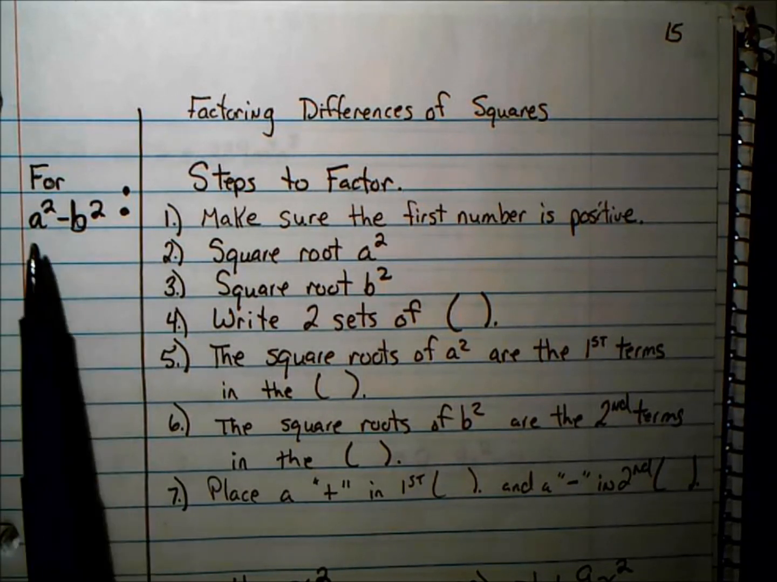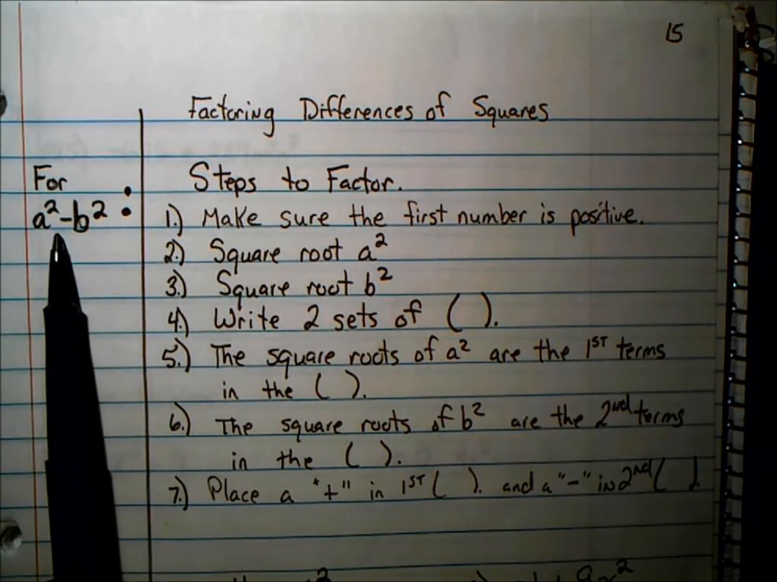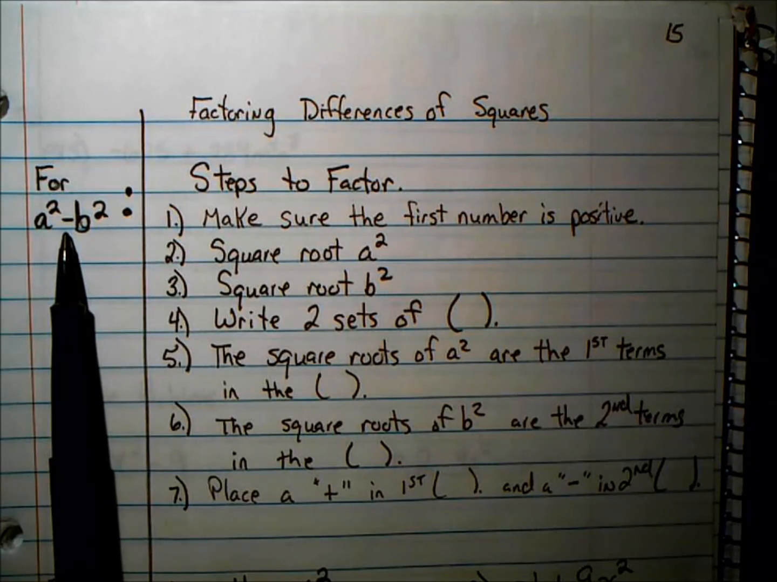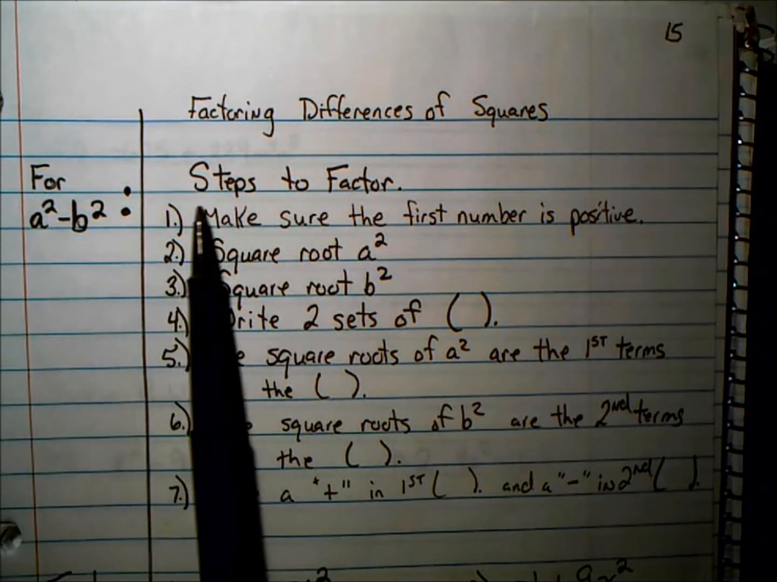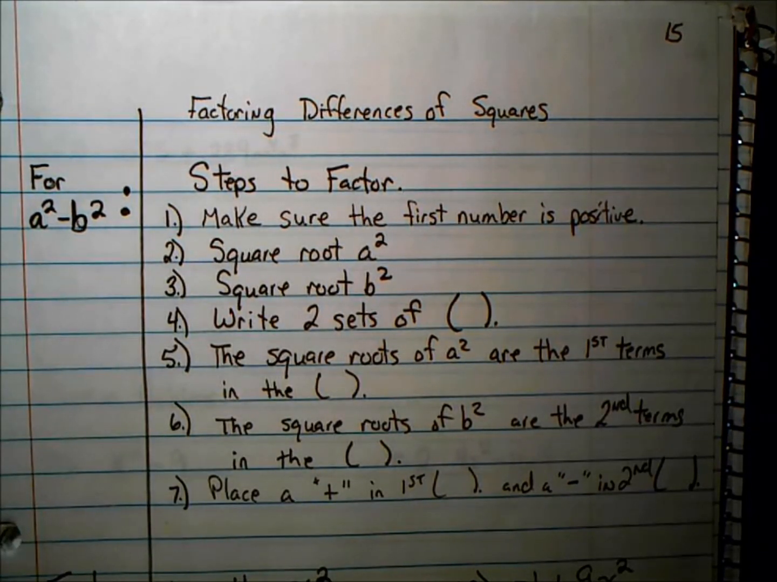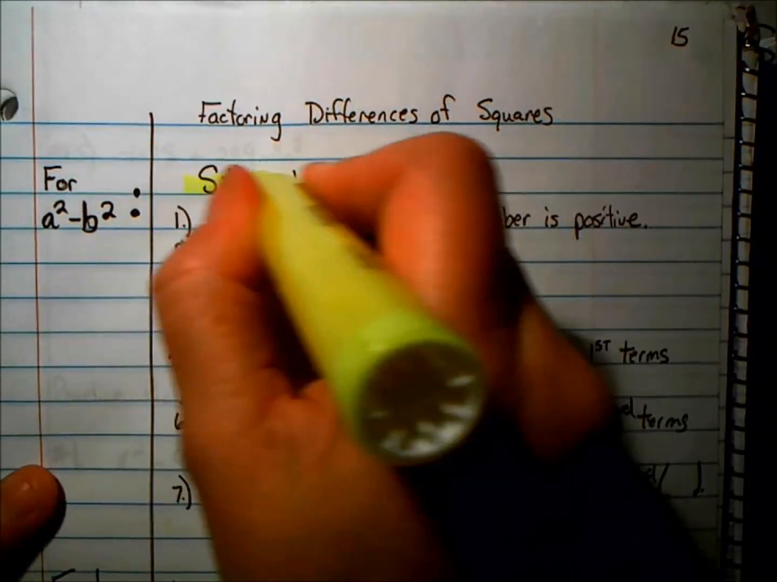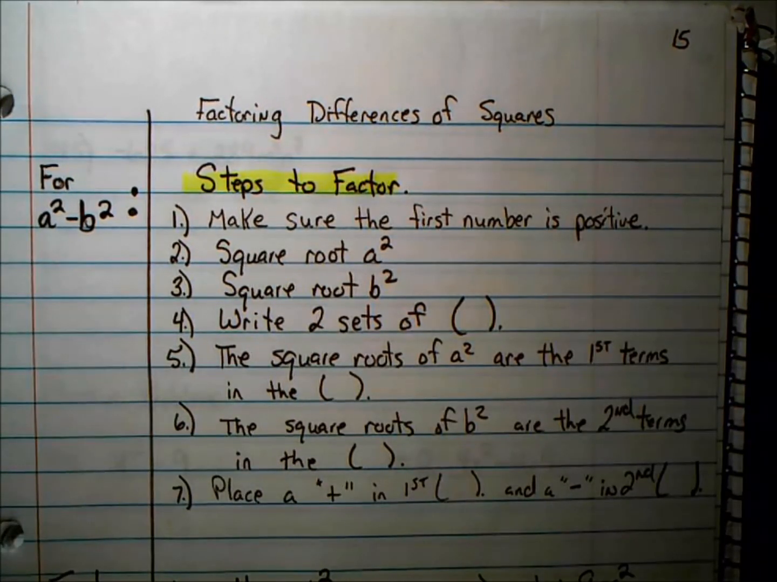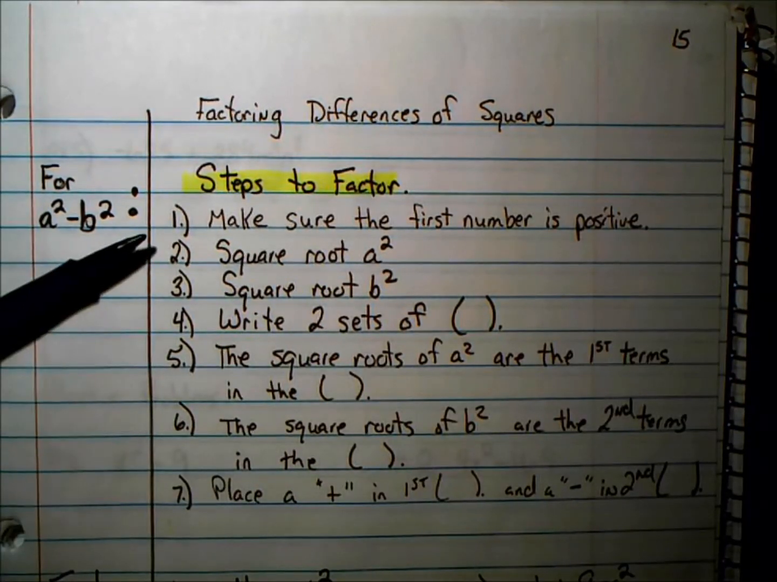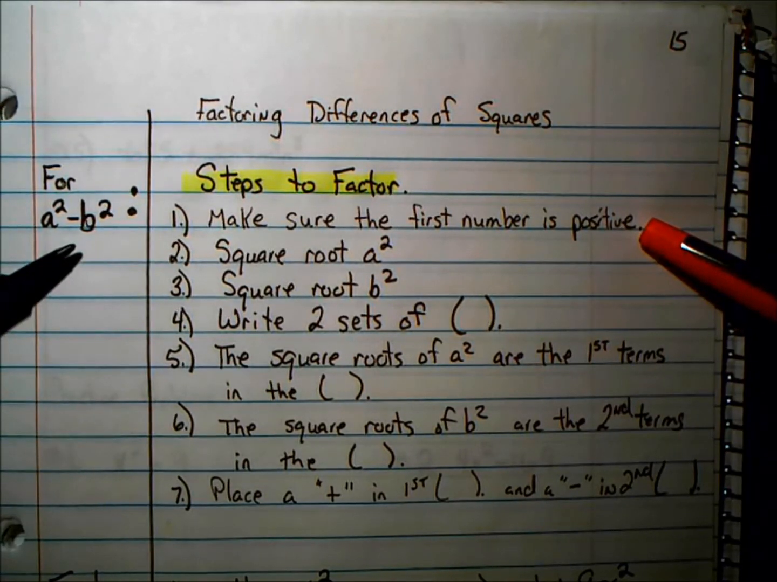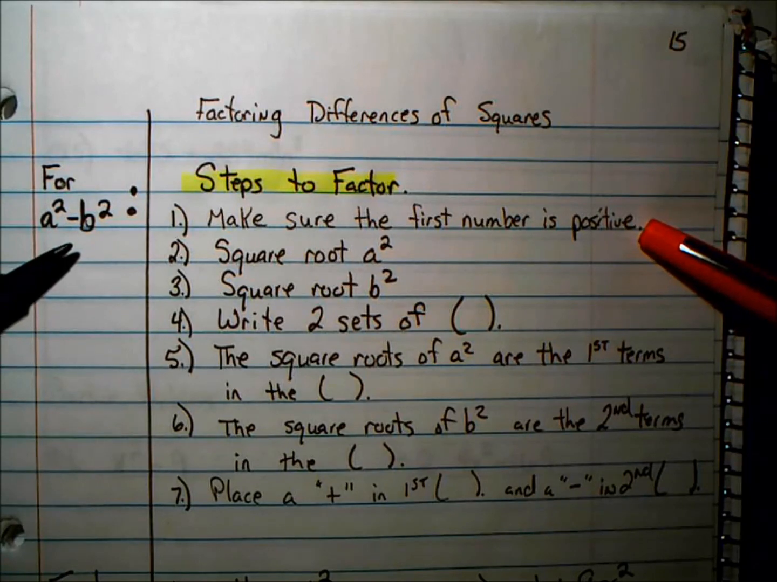I see our problems will be binomials with a subtraction in the middle. We need to make sure they're written this way. But here's the steps for factoring. It's very, very important you have these. And I'll go through these steps slowly with you. It says, number 1, make sure that your first number is positive, so we may have to rewrite our problems. I'll show you how to do that here in a minute.